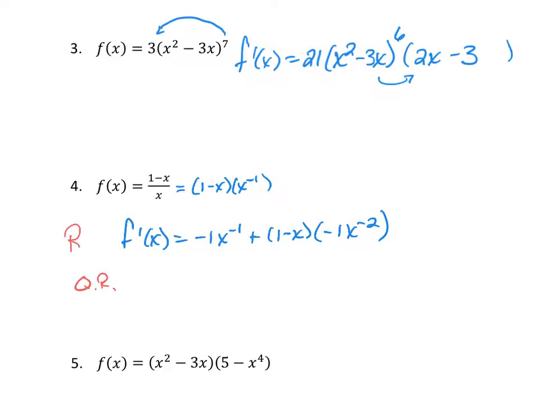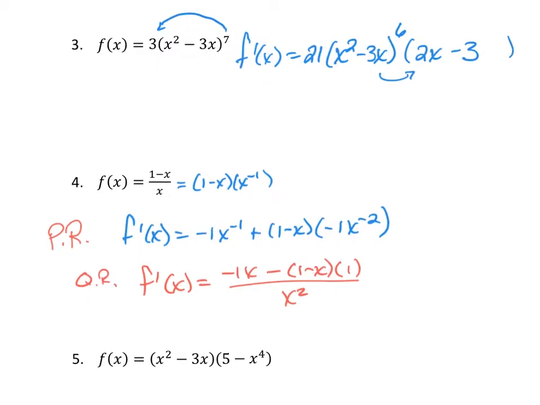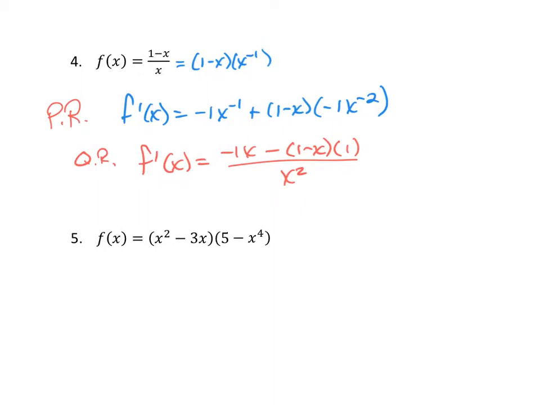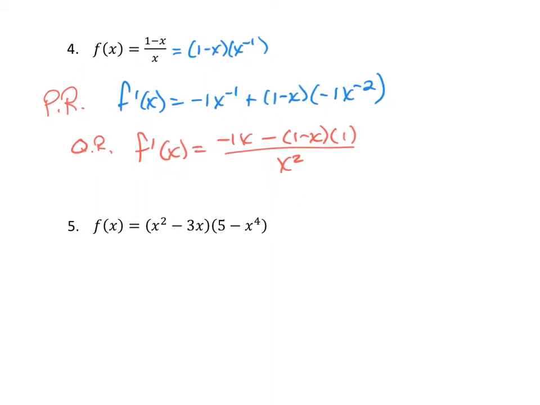If you use the quotient rule on that, this is using the product rule. If you use the quotient rule, you get the derivative of the numerator times the denominator minus the numerator times the derivative of the denominator all over the denominator squared. Yes, both of those could be simplified. Remember, we aren't simplifying them because typically we're using them in some other fashion and substituting numbers in.